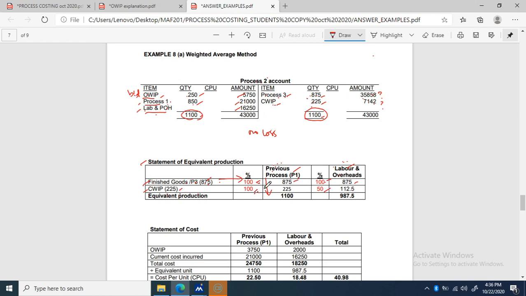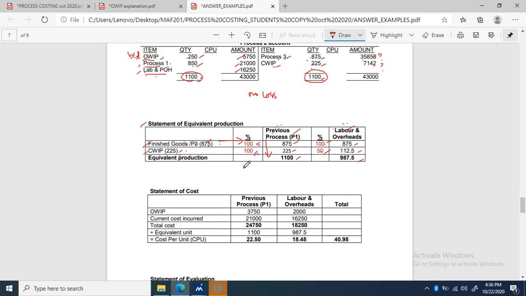100% times 225, you get 225. 50% times 225, we get 112.5. So total up, previous process 1100, labor and overhead 987.5. So that is the finished equivalent production. Now we refer to the statements of cost.